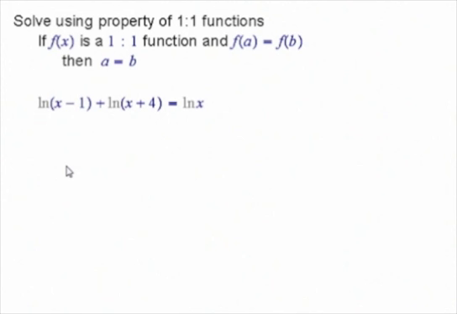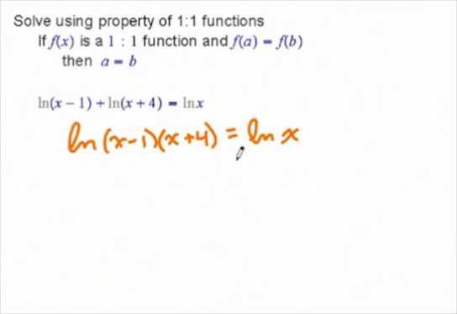Similarly, this would be the logarithmic form of a one-to-one property solving. To get it to this property, though, we have to have one logarithm on the left-hand side and a single logarithm on the right-hand side. So I need to combine these two logs, which is easy enough. They're added together, therefore what's on the inside gets multiplied together under a single logarithm. So this is going to turn into ln of x minus 1 times x plus 4. And this is going to equal ln of x.